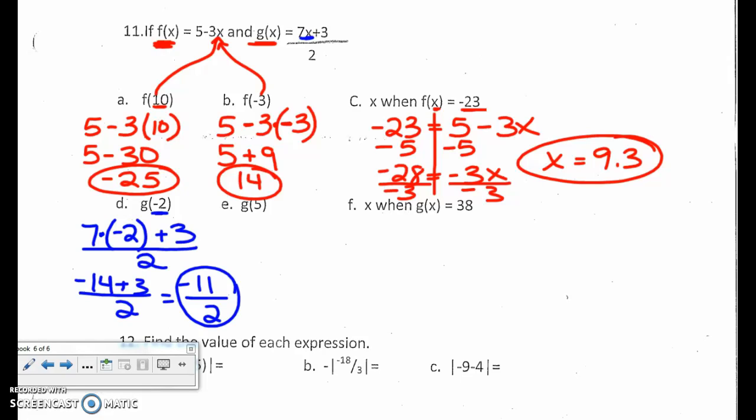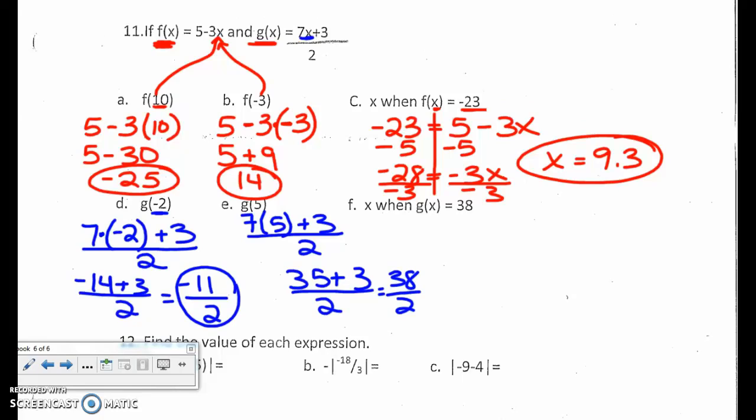So for E, we have (7 times 5 plus 3) divided by 2. So 7 times 5, we get 35 plus 3 over 2. And then we get 38 over 2, which reduces to 19.